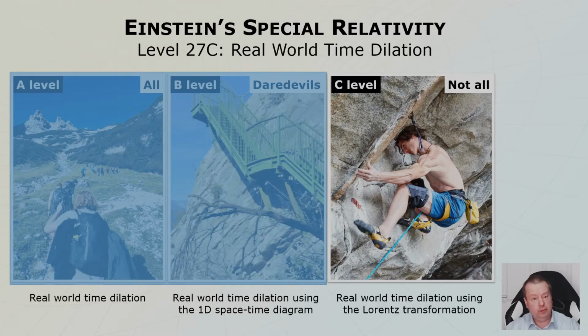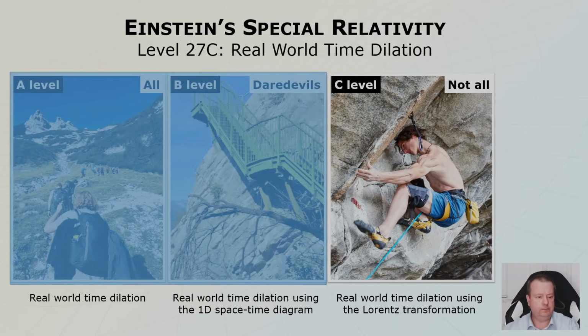This is the C level. We will dive into time dilation, classic time dilation and real-world time dilation. I'm assuming you've seen levels A and B of 27, but I will do a short recap on those levels before we go into the nitty-gritty.